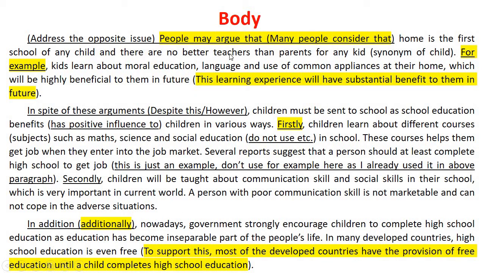The first paragraph of the body was about the opposite issue, which I am not agreeing with, and just giving one example. The second paragraph was about the opinion which I am agreeing with, giving two examples and a few supporting points. And the third paragraph was about my own experience. I know that in most of the developed countries, government education is free until high school education, until a child completes high school education.